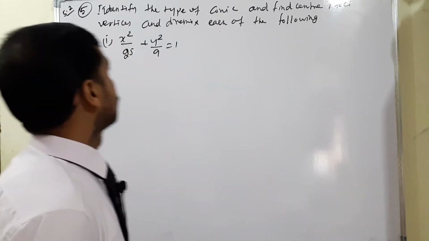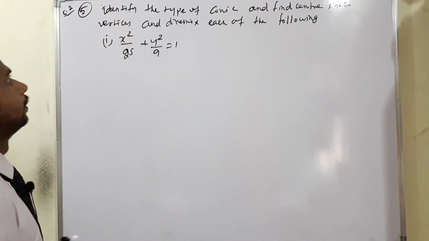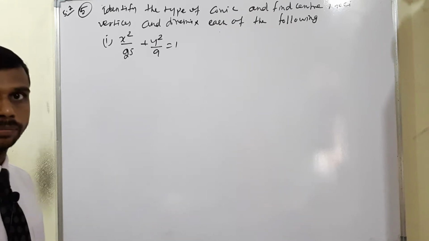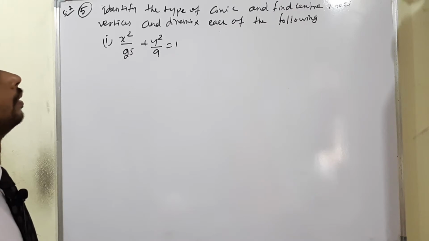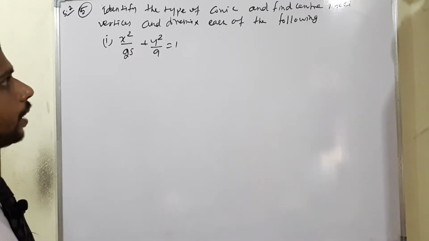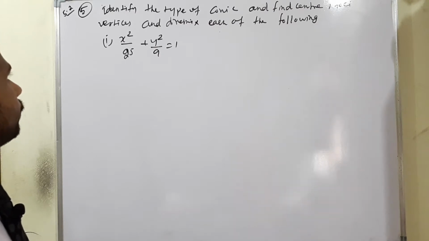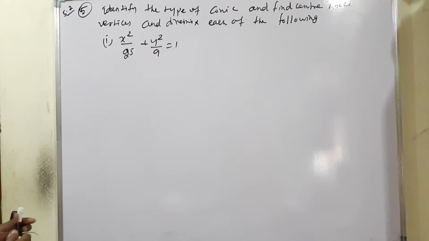In this conversation, we are going to continue exercise 5.2. Question number 5: identify the type of conic. First, we have to find out the type of conic, whether parabola, ellipse, or hyperbola. After getting the type, each and every time we have to find the center, foci, vertices and directrices of each of the following. Subdivision 1.